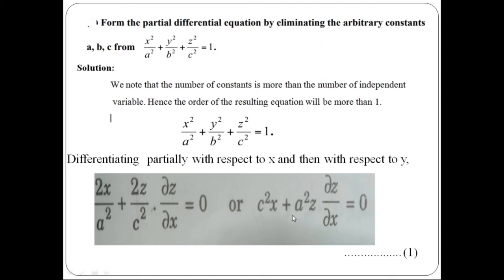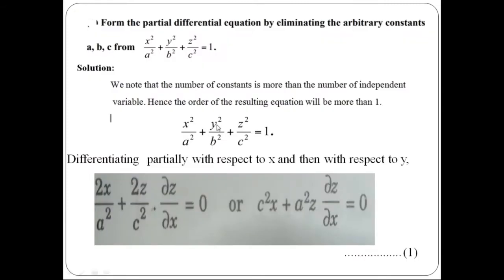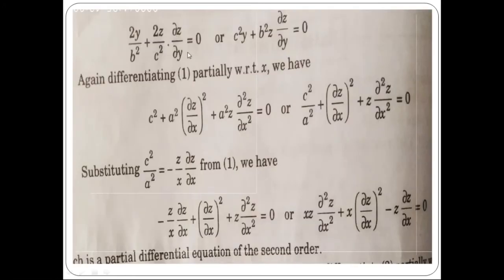Here I just evaluate this, I just multiply, and we will get this equation. I number it as 1. I repeat, here the derivative with respect to x is 2x upon a square, here it will be 0, and it will be 2z by c square into curl z by curl x. Yes, if I differentiate with respect to y in the same way, it will be 2y by b square plus 2z by c square into curl z by curl y. So you should know the formulas of differentiation, otherwise the answer will be wrong. Now, this is the equation.